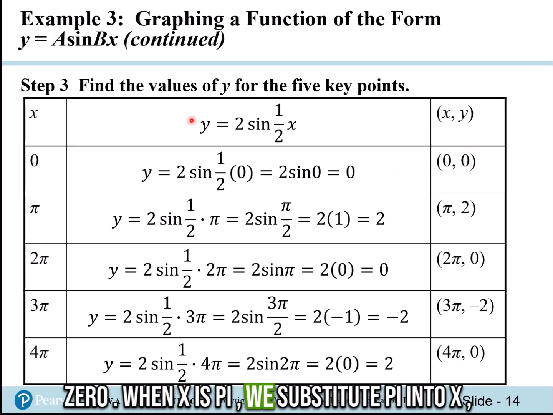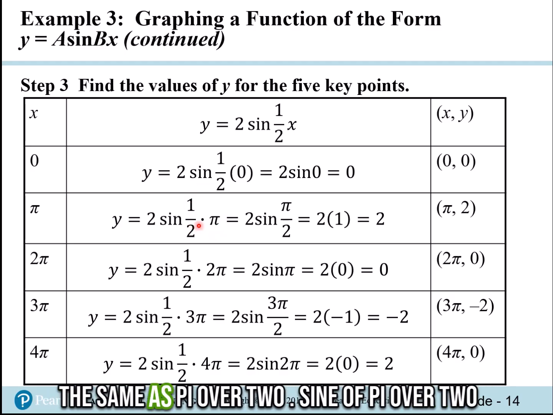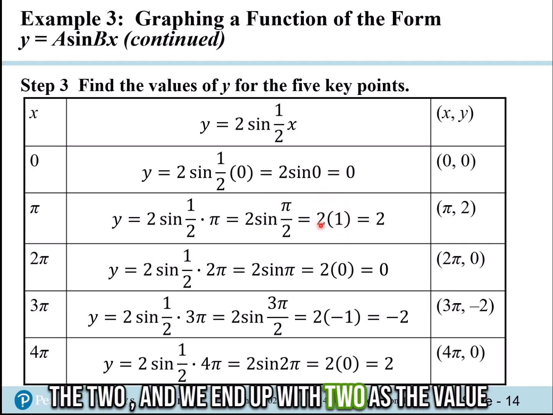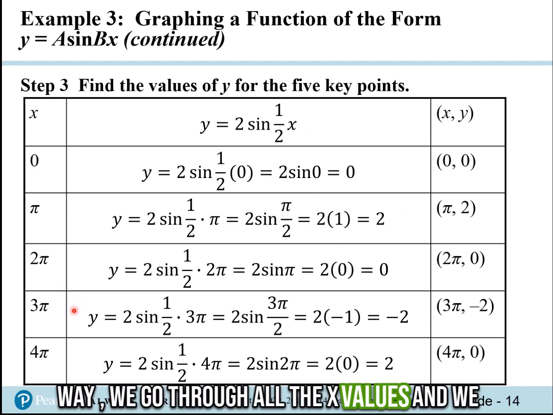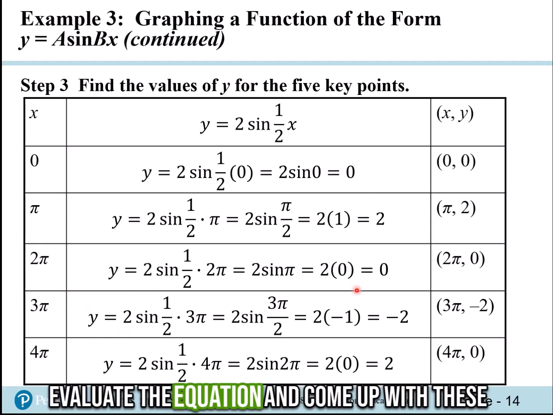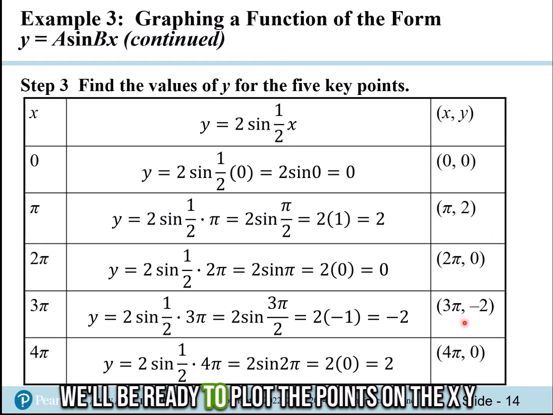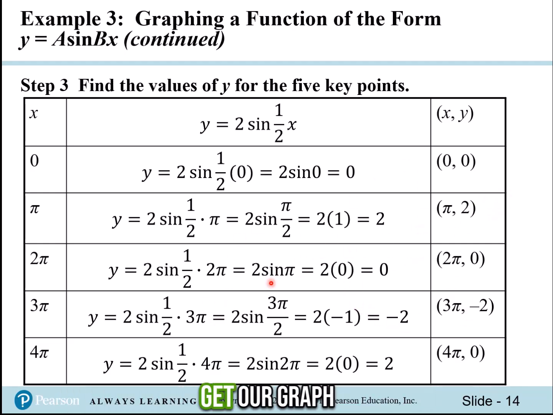When x is pi, we substitute pi into x and we get 2 times sine of half pi. Half pi is the same as pi over 2. Sine of pi over 2 has a value of 1. We multiply that 1 with the 2 and we end up with 2 as the value of y. The ordered pair is pi, 2. In this way, we go through all the x values, we evaluate the equation and come up with these 5 ordered pairs. And once we have them, we'll be ready to plot the points on the xy coordinate plane, connect the points, and get our graph.